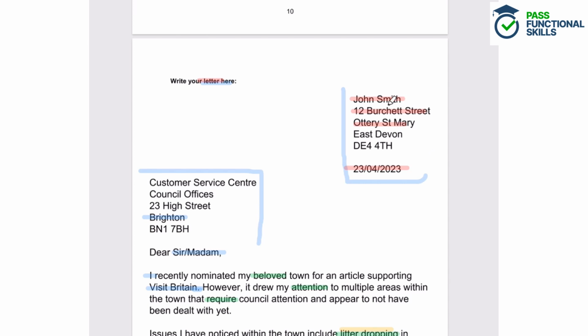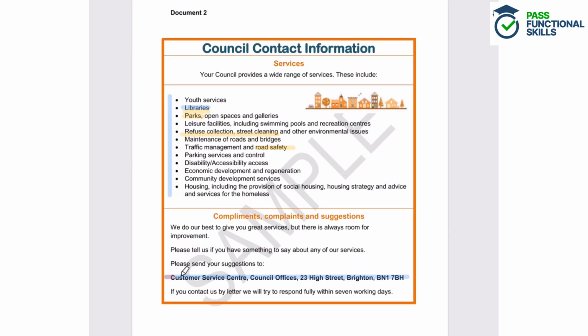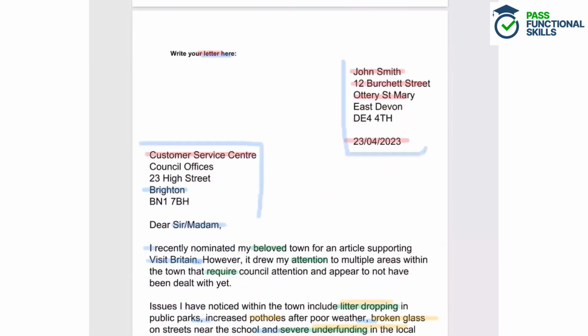So you can make up a name and address, you don't want to be giving any personal details away during the exam. We also need the address of the person that we're writing to. In this case, we don't have their name because we're not sure what their name is, so we're just writing to the customer service centre. Often you'll be given a name and address in the question or the document, so look out for that.